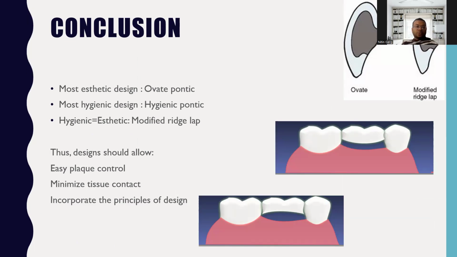So coming on to the conclusion, what is the most aesthetically pleasing Pontic? That is ovate. Most hygienic is the hygienic Pontic. Hygienic as well as aesthetic, or the most commonly used, is the modified ridge lap. Thus, design should allow easy plaque control, minimize tissue contact, and should incorporate the principles of design.